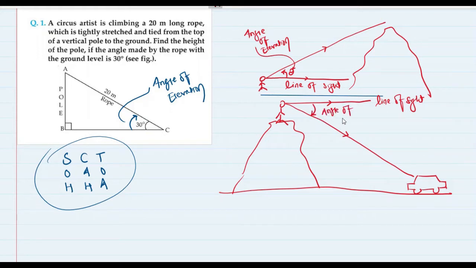एंगल ऑफ डिप्रेशन. डिप्रेशन, जो मेंटल डिप्रेशन होता है और ये डिप्रेशन दोनों सेम है, लेकिन डिप्रेशन मतलब यहाँ पे एंगल नीचे की तरफ बना है. लाइन ऑफ साइट से नीचे जब एंगल बनता है तो एंगल ऑफ डिप्रेशन होता है, और लाइन ऑफ साइट से ऊपर की तरफ जब एंगल बनता है तो एंगल ऑफ एलिवेशन होता है.